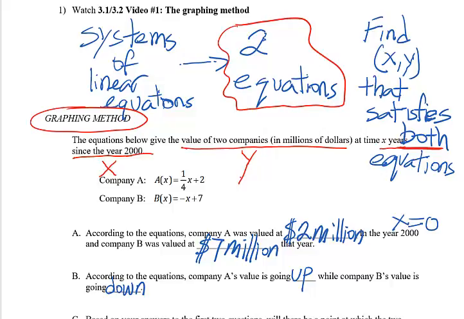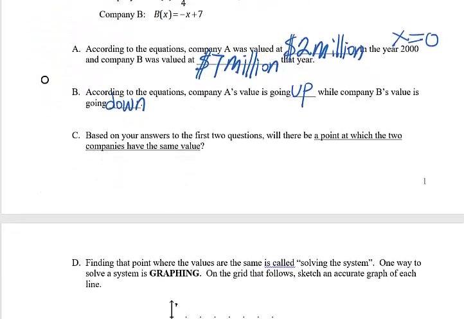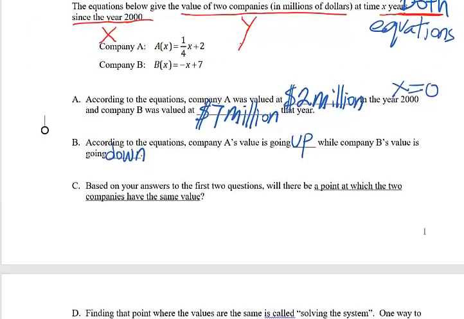All right, and then letter C says, based on what we just said, will there for sure be a point at which the two companies have the same value? Well, let's think about that for a minute. Company A started down at 2 million in the year 2000, but it's been growing. Its value has been going up. Company B started higher at 7 million, but its value has been going down ever since. Well, all of that information put together means that yes, we're going to have a spot where the two companies have the same value.